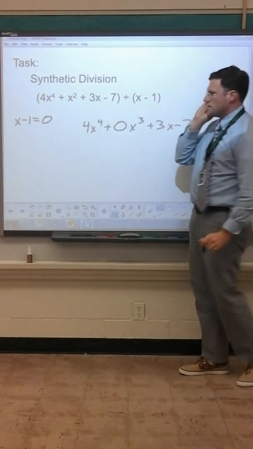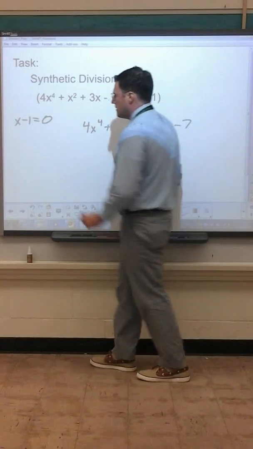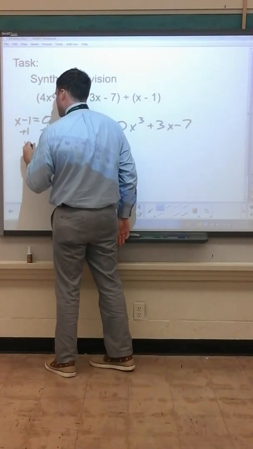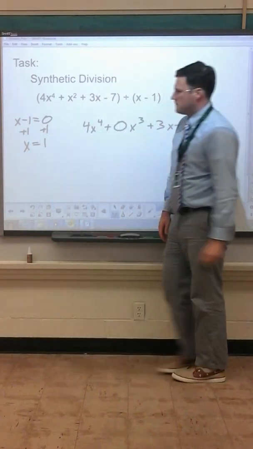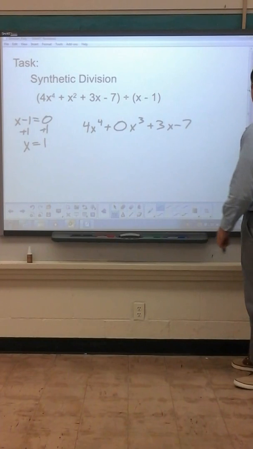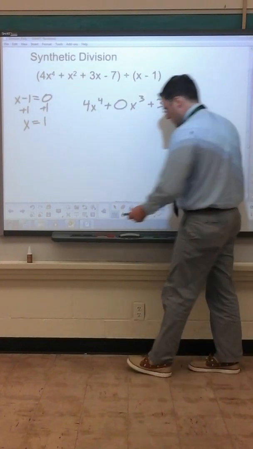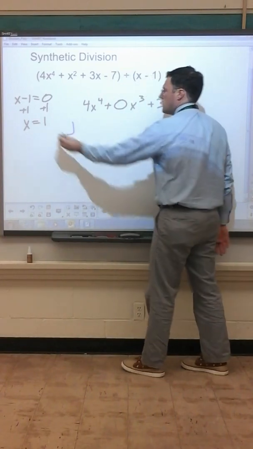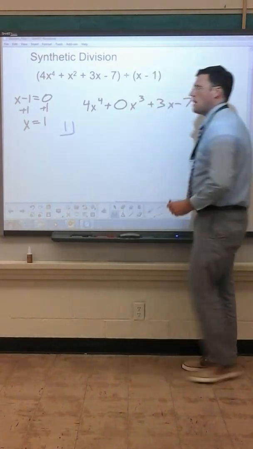This is the first step of doing synthetic division. So I add 1 on both sides, and I get x equals 1. Now, what I'm going to do with that 1 is create this little structure. I'm going to put a little box right here, and I'm going to put this 1 in that box.